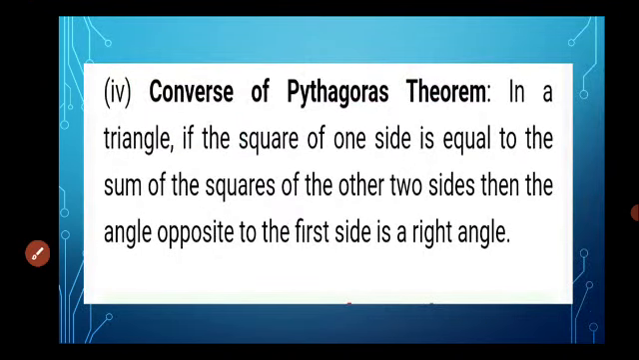Now the converse of the Pythagoras theorem is also there. In this, just the opposite happens. In a triangle, if the square of one side is equal to the sum of the squares of the other two sides, then the angle opposite to the first side, that means the longest side, is the right angle. This only is the converse of PGT.